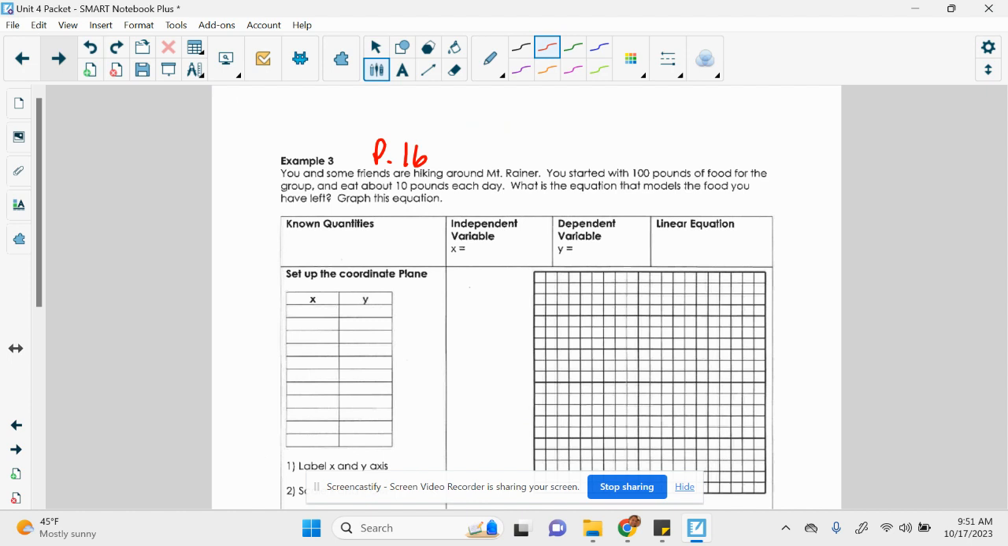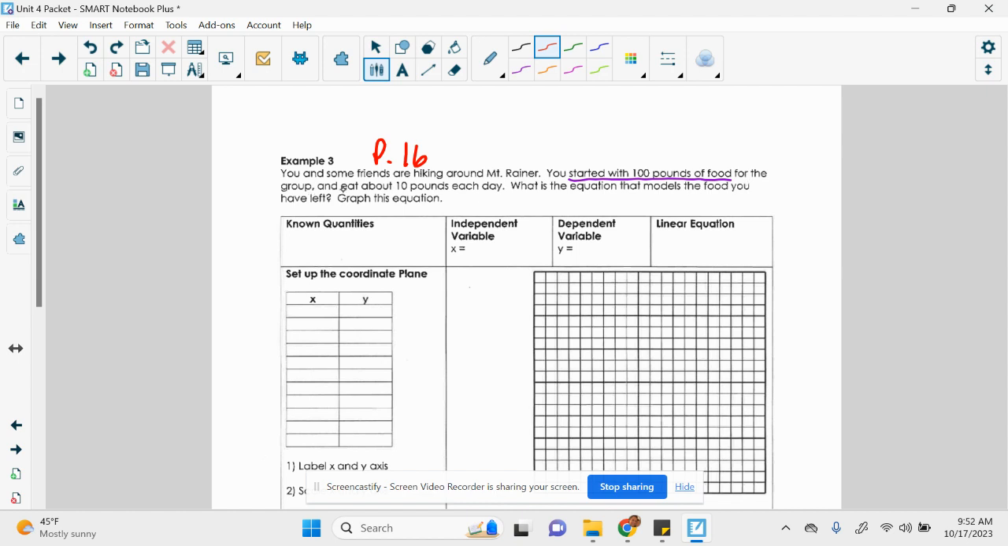I have one more problem for us to do. And this one is on the next page. It is page 16. All right, so ready? Page 16. This is our last question, and then I'm going to have you do some homework problems, all right? It says, you and some friends are hiking on Mount Rainier. That is a mountain. You started with 100 pounds of food.